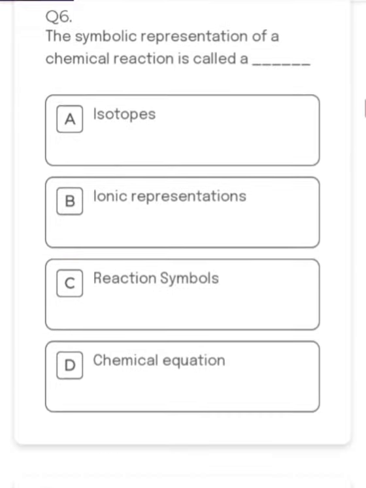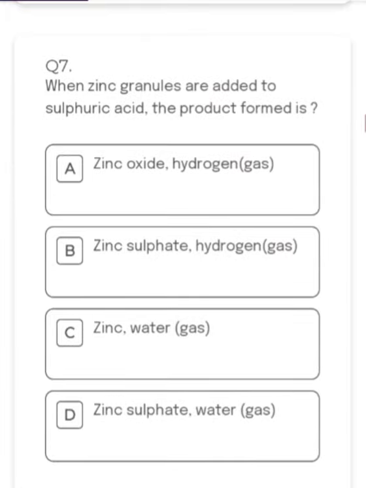Next question, the symbolic representation of a chemical reaction is called. Yes, we know that the symbolic representation of a chemical reaction is called option D, chemical equation. Next question, when zinc granules are added to sulfuric acid, the product formed is, yes, when zinc granules are added to sulfuric acid, the product formed is zinc sulfate and hydrogen gas.